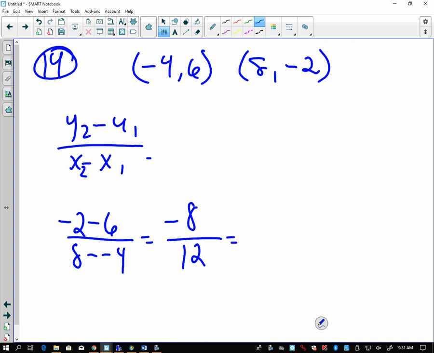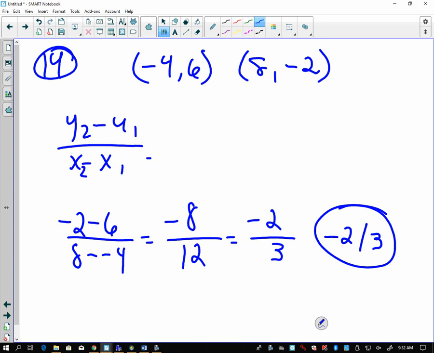But I want to simplify it anytime I can. Negative 8 over 12. We're going to divide both those numbers by what? 4. Negative 8 divided by 4 is negative 2. 12 divided by 4 is 3. My answer is negative 2 divided by 3, and that is what's going to go in there.